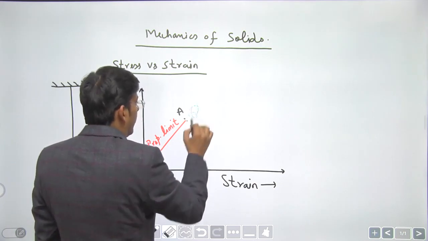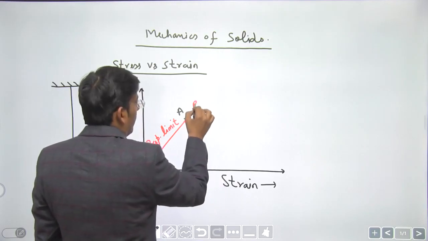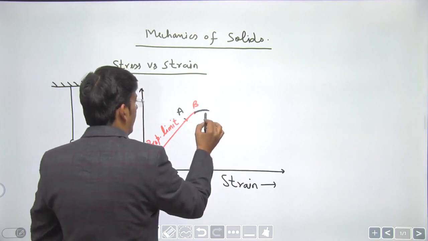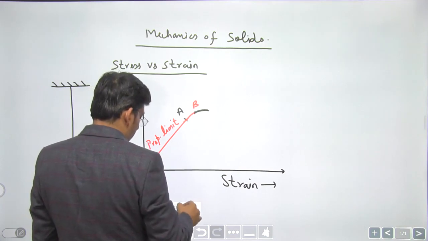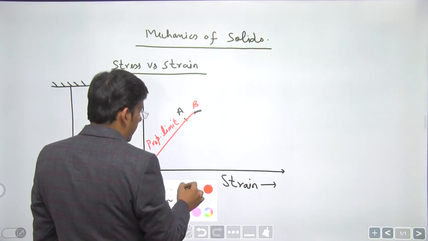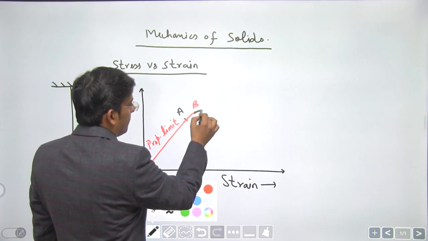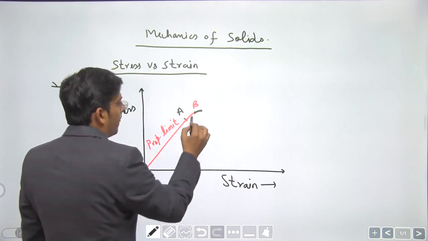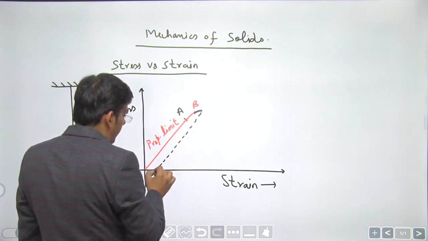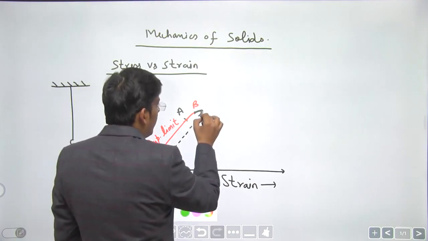Let us draw it a little neatly, this is point B. Now, if the wire is unloaded at point B, it gets deformed permanently, and this is called permanent set. Beyond point B is also called the yield point.